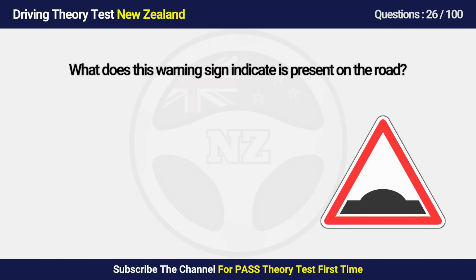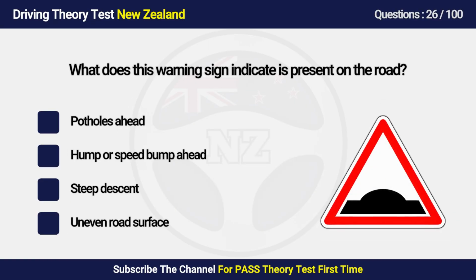Question 26. What does this warning sign indicate is present on the road? A, slippery road ahead, B, hump or speed bump ahead, C, steep descent, D, uneven road surface.